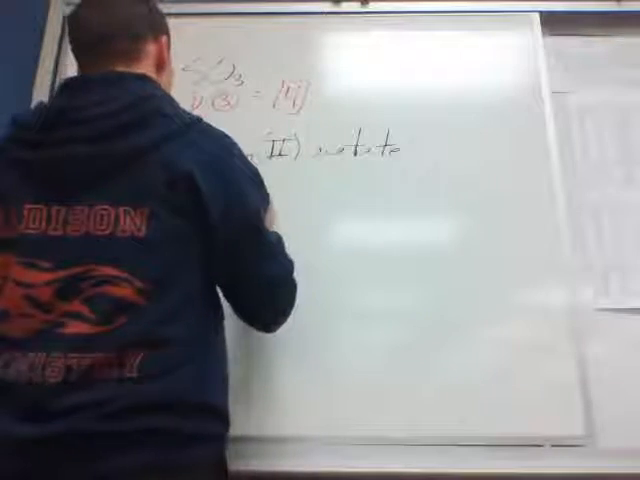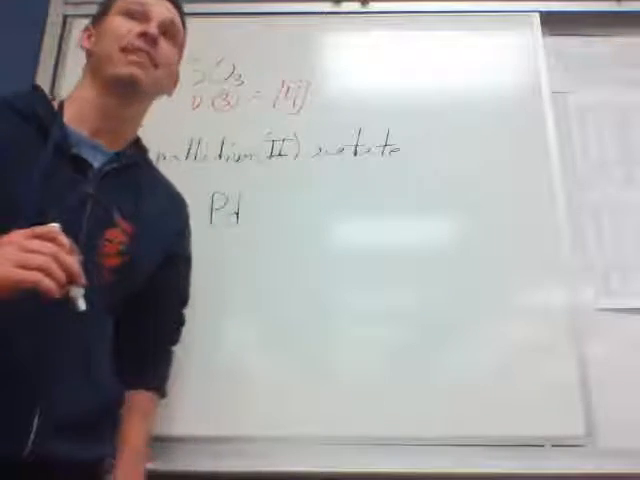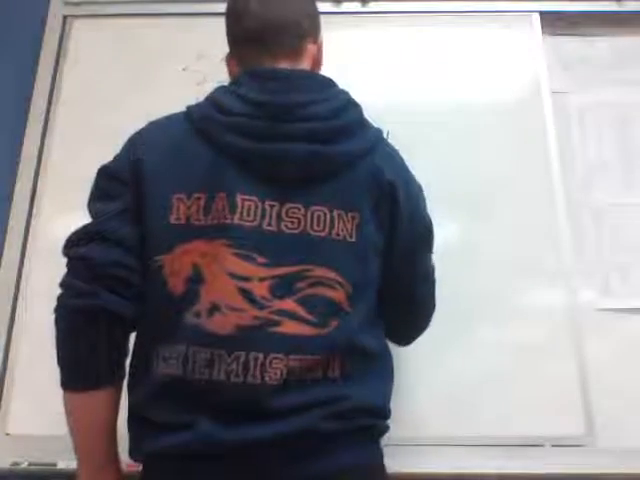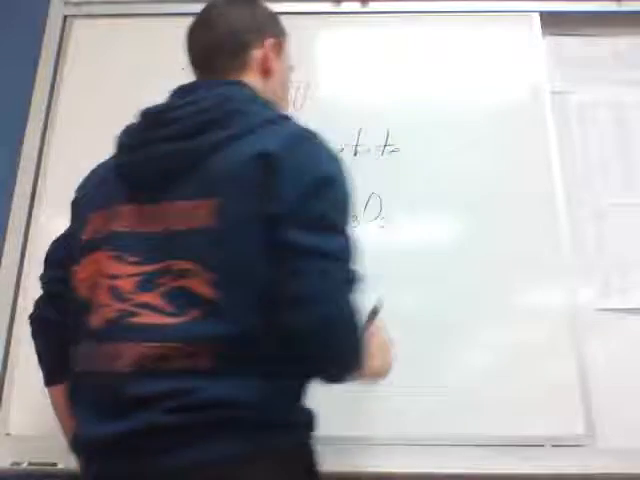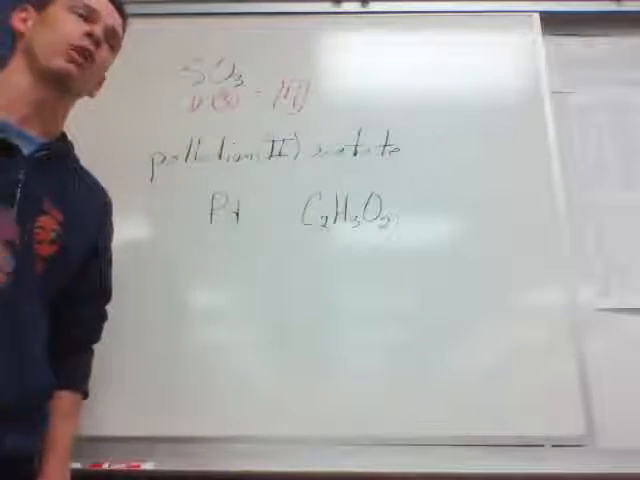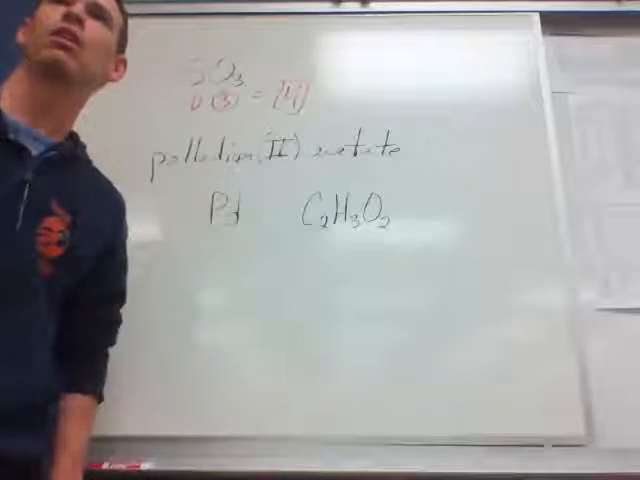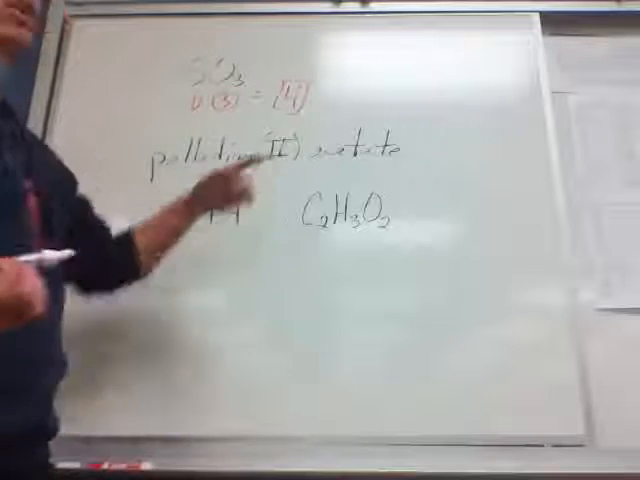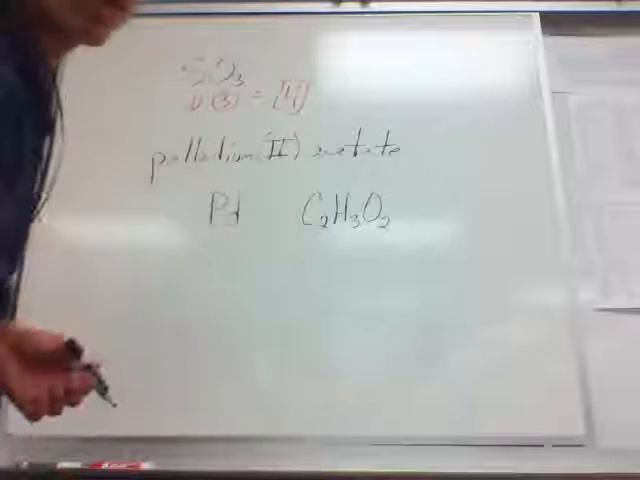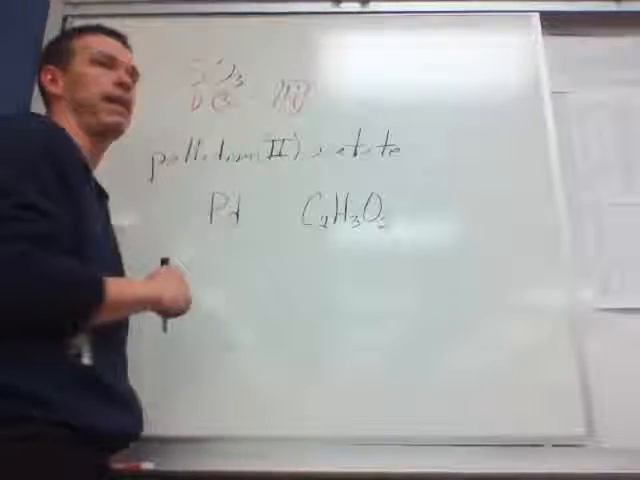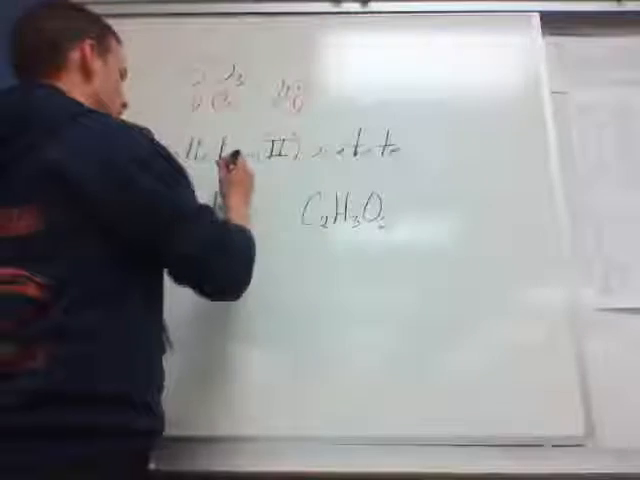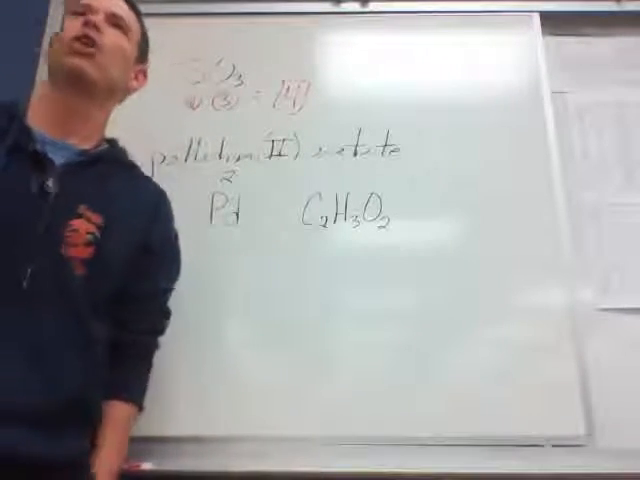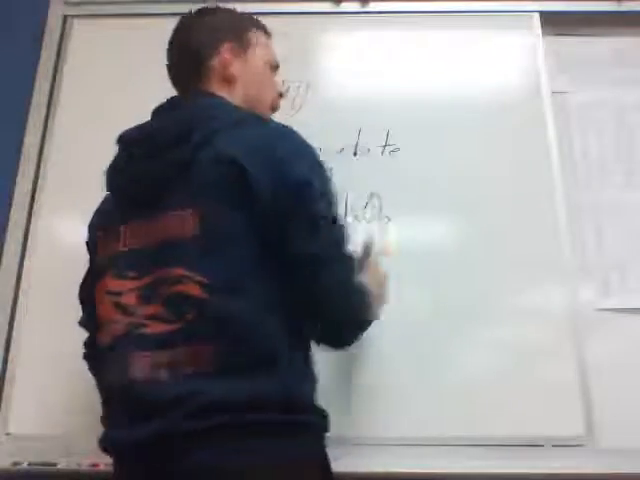Palladium is Pd. What's acetate? C2H3O2. Hey, what type of compound is this? Which is the question I should have asked you first. What type of compound? Ionic. Only ionic uses Roman numerals. What's palladium's charge here? All right, +2. That's what the Roman numeral tells us. Acetate, if you look on your polyatomic list, is -1.